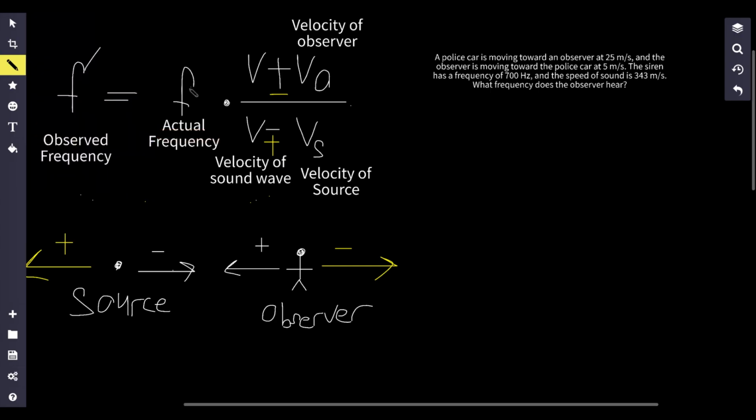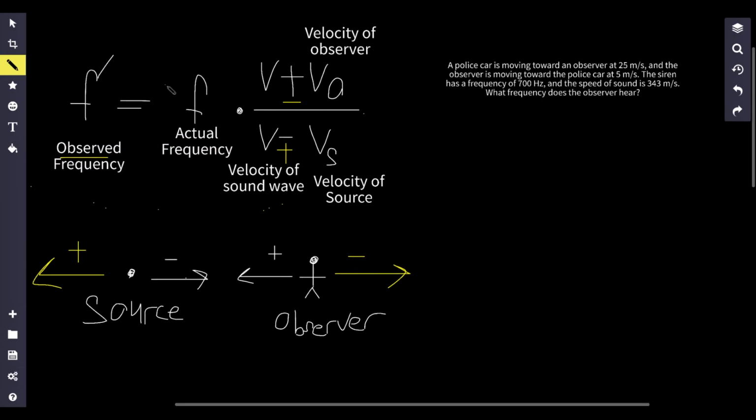I know it's a lot, but our observed frequency is going to be equal to the actual frequency of our source multiplied by the velocity of the sound wave, plus or minus the velocity of our observer, divided by the velocity of the sound wave, minus or plus the velocity of the source. All right, let's explain what's happening here.